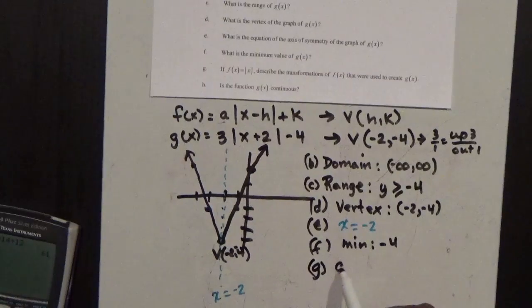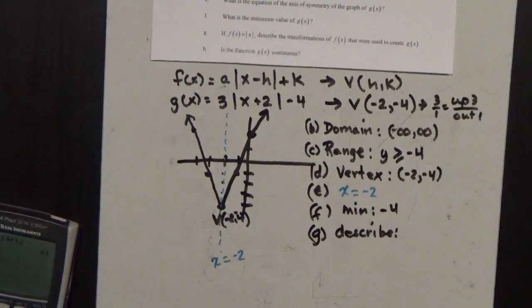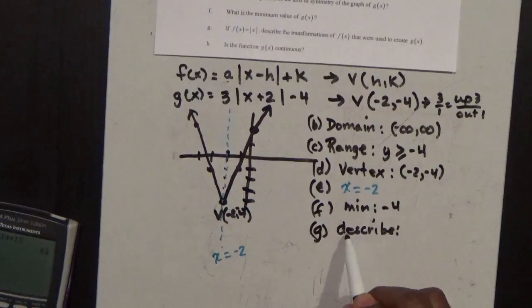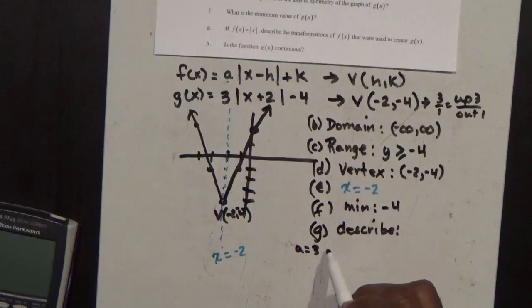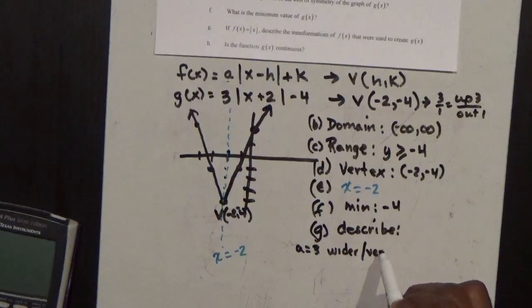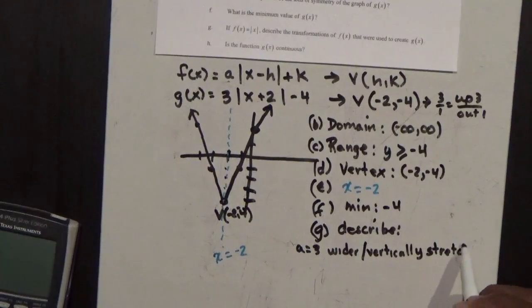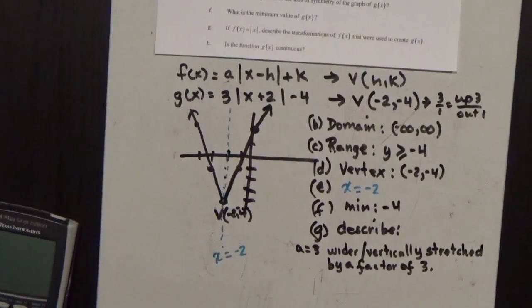G: describe the transformation. For this graph, we use our a, h, and k values. With a equaling 3, we can say it is wider, or I think they probably say vertically stretched, and we talked about stretched by a factor of 3. That's what a does for you.